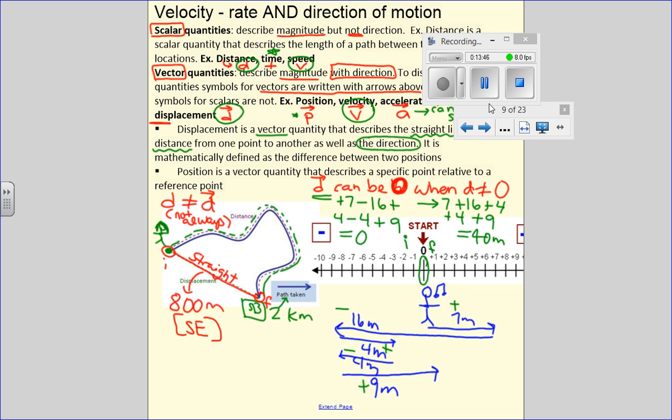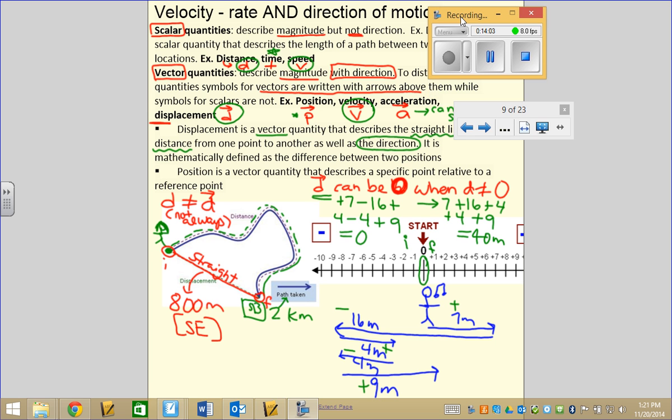Would anyone like to ask any questions about either of those examples where we compare distance and displacement? So then we'll talk about directions next so that we know the way that we would identify which way something is going.